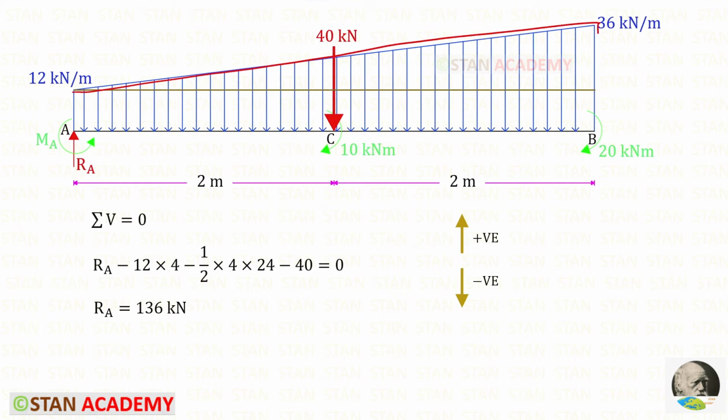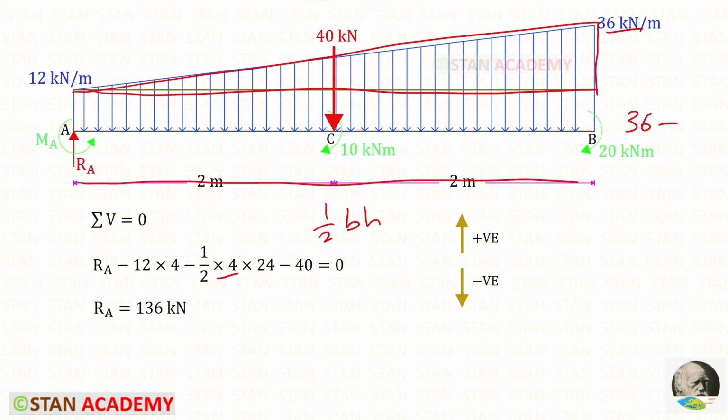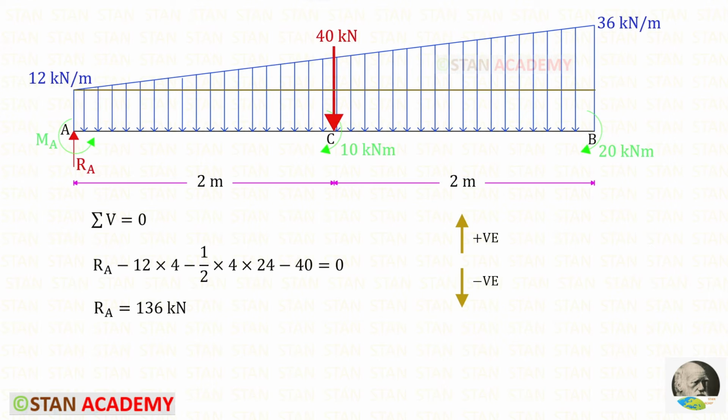Now let us take the triangle. We know the area formula of a triangle, half into BH. Here the breadth is 4 and the height is 36 minus 12. So it will be 24. This point load is acting downwards, so it will be negative. For RA we will get 136 kN.